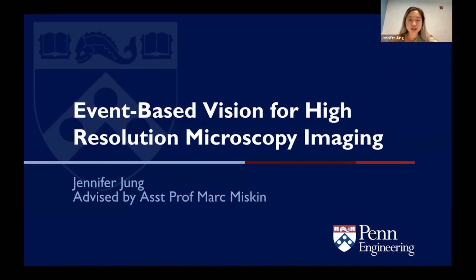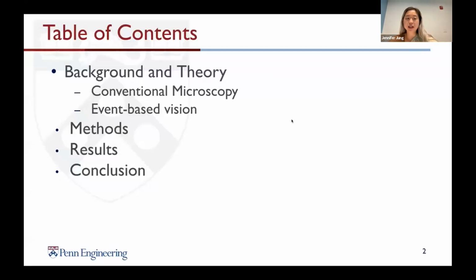So basically, what I'm going to be talking about today, kind of a table of contents. First, I'm going to talk about the background and theory. So what even is conventional microscopy? Why is it bad, or why can we improve it? What exactly is event-based vision and how can it potentially help? Methods in terms of experimental design: how am I going to prove that event-based vision is better for microscopy? And then I'll go over my results, and then finally my conclusion.